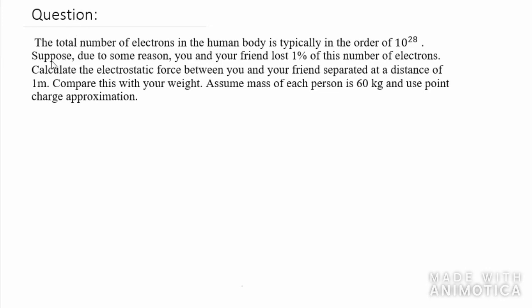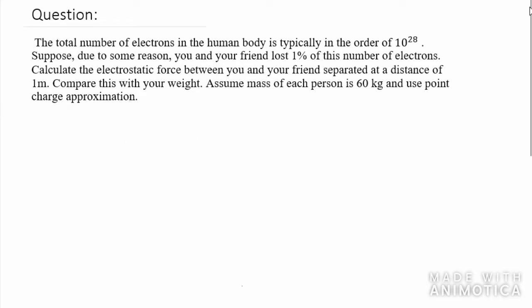The question is, the total number of electrons in the human body is typically in the order of 10^28. Suppose due to some reason you and your friend lost 1% of this number of electrons. Calculate the electrostatic force between you and your friend separated at a distance of 1 meter. Compare this with your weight. Assume the mass of each person is 60 kg and use the point charge approximation.